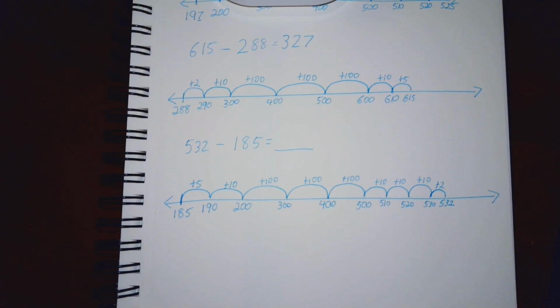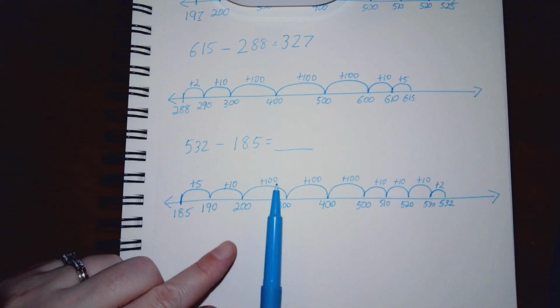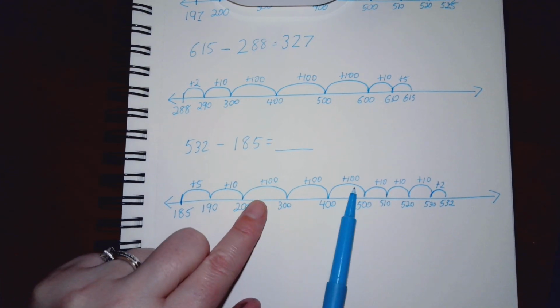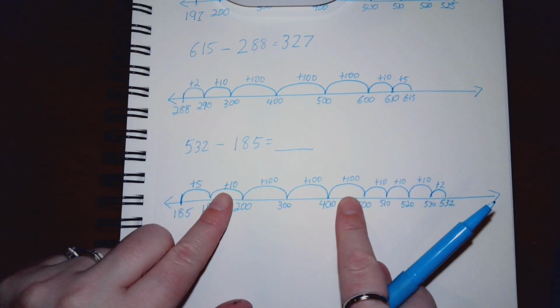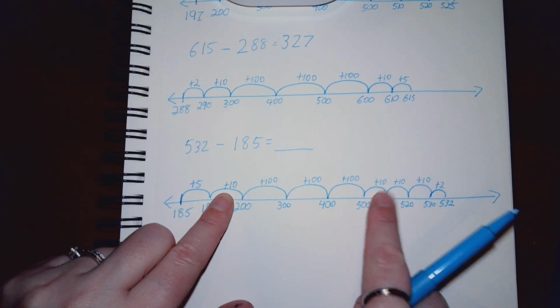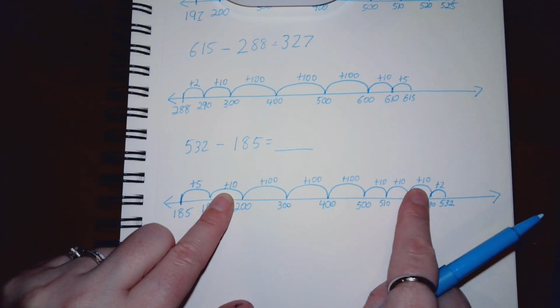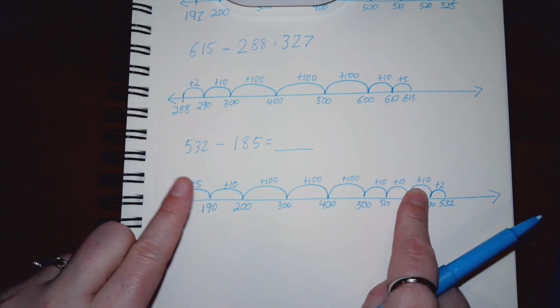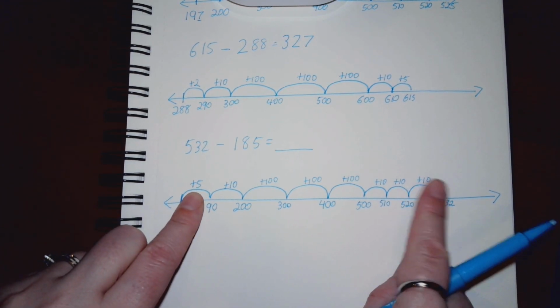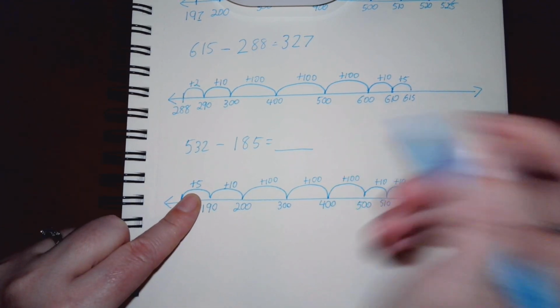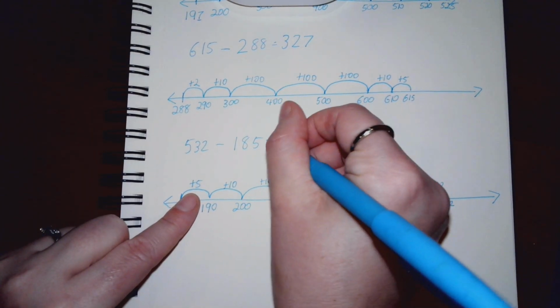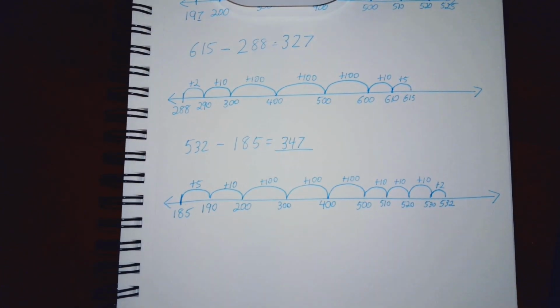Okay, now we have our distance between the two. We need to total it up. Let's start with our hundreds. 100, 200, 300, 310, 320, 330, 340, 345, plus 2 more gets me to 347. And if you got that, you did that correct. So that's how you do 3-digit subtraction on the open number line.